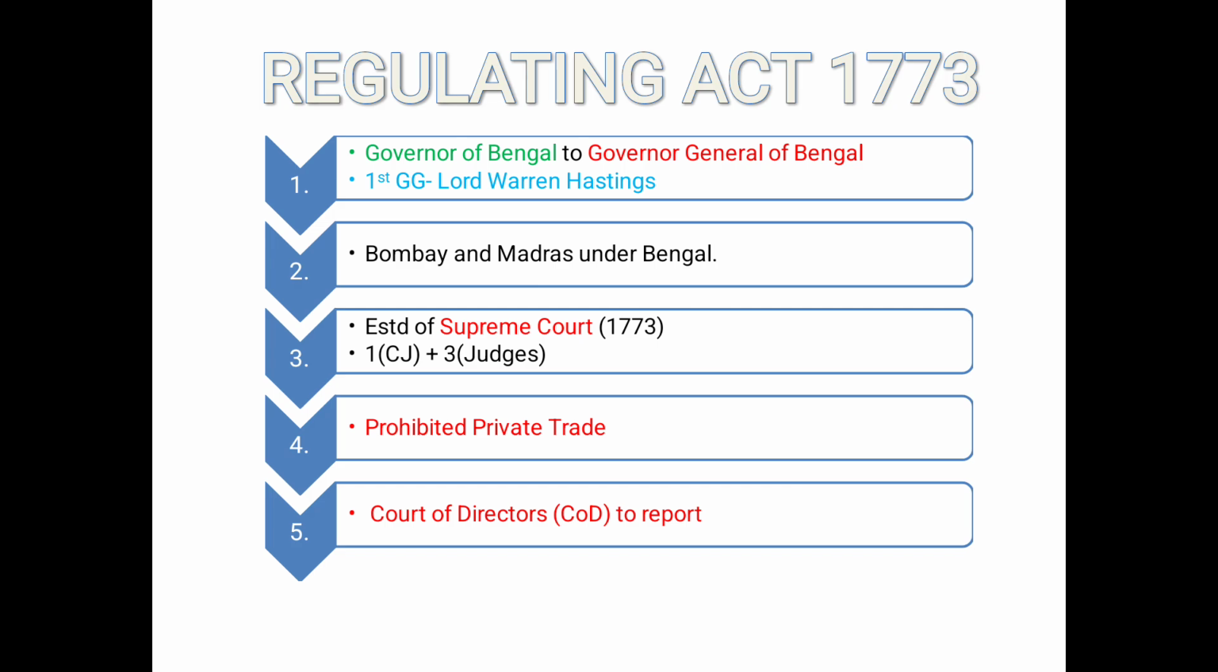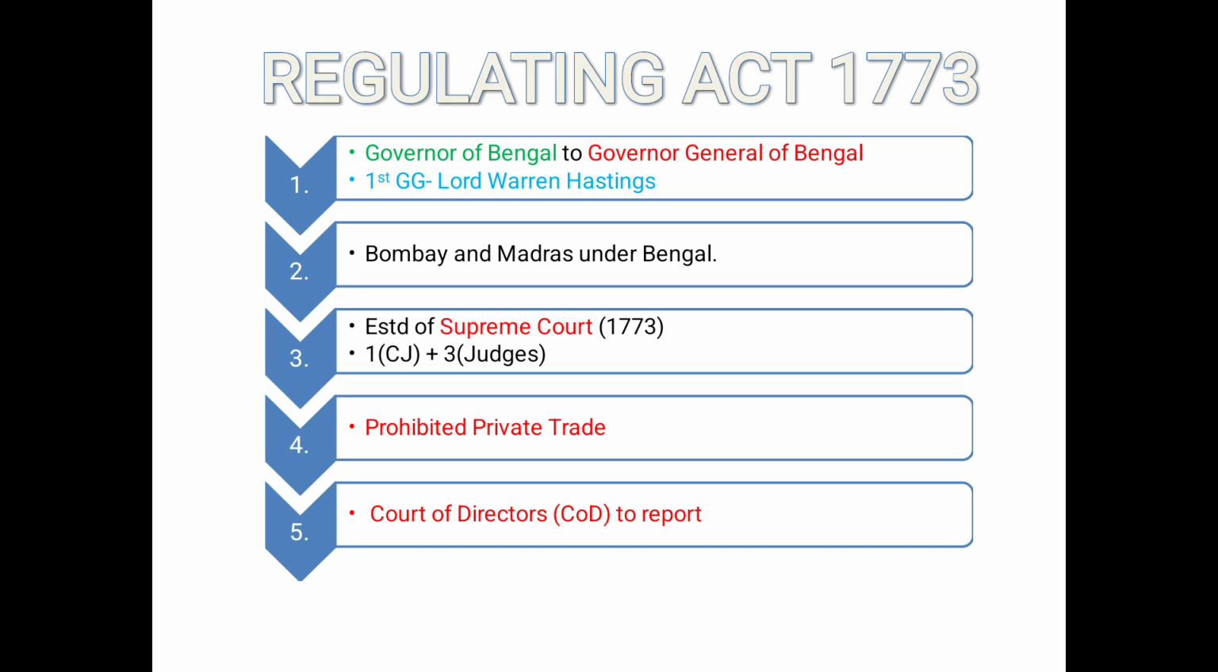Then the last thing here is the formation of the Court of Directors. The Court of Directors was given the power to report on its revenue, civil and military affairs in India. In this way, it strengthened the control of the British government over the company. This is the start of the strengthening of British government control over the company.